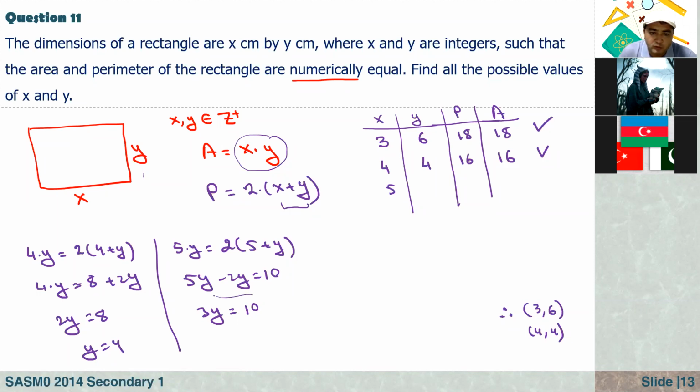And y is not a whole number, right? That's not the answer. Okay. And let me just check one more. After that, I will stop, and we will see that other options are not possible.